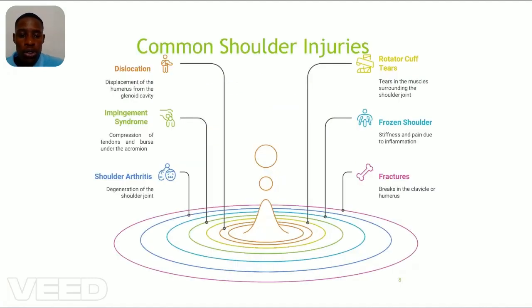Then common shoulder joint injuries could include dislocation, impingement syndrome, shoulder arthritis, or rotator cuff tear, which is a tear in the four muscles that we mentioned in the rotator cuff, or frozen shoulder joint, which is when your shoulder joint is unable to move, and we've also got fracture.